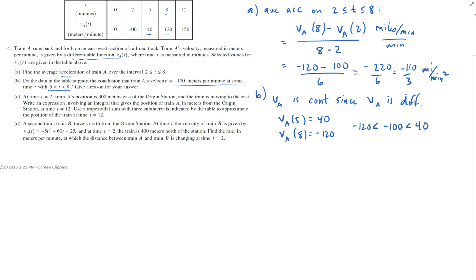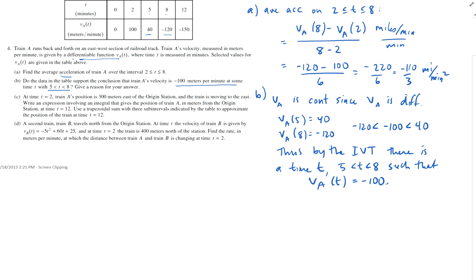Okay, thus, by the intermediate value theorem, there is a t between 5 and 8. There's a value. There's a time t. Let's call this 5 less than t less than 8, such that v_A of t equals negative 100. Okay, that's it.